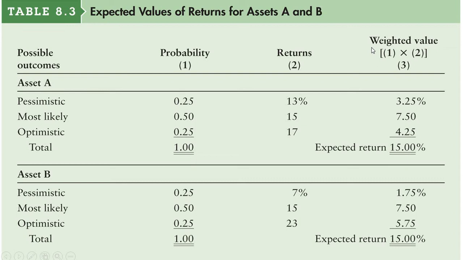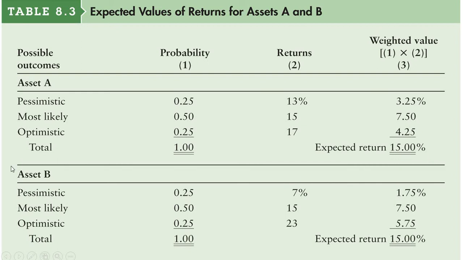Now let's find out the weighted value. In pessimistic, 0.25 times 13% is 3.25%. For the most likely, it is 0.50 times 15%, that's 7.50%. For the optimistic, it's 0.25 times 17%, that's 4.25%. So overall, if we add these values, the expected return for asset A is 15%.